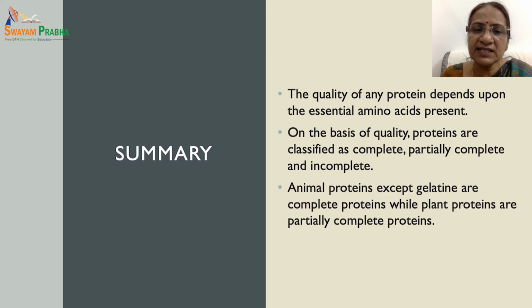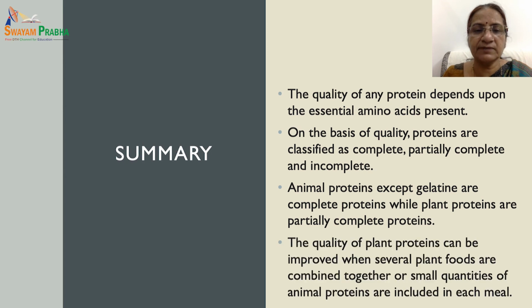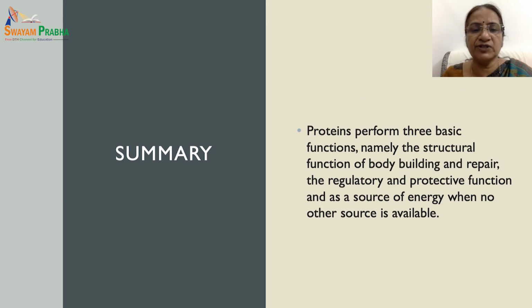On the basis of quality, proteins are classified as complete, partially complete, and incomplete proteins. Animal proteins except gelatin are complete proteins, while plant proteins are partially complete proteins. The quality of plant proteins can be improved when several plant foods are combined together or small quantities of animal proteins are included in each meal. Proteins perform three basic functions, namely the structural function of body building and repair, the regulatory and protective function, and as a source of energy when no other source is available.